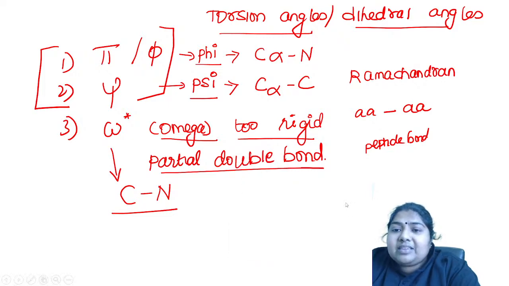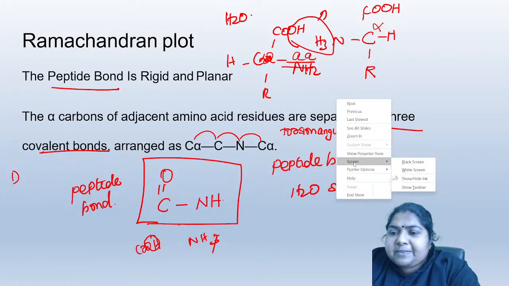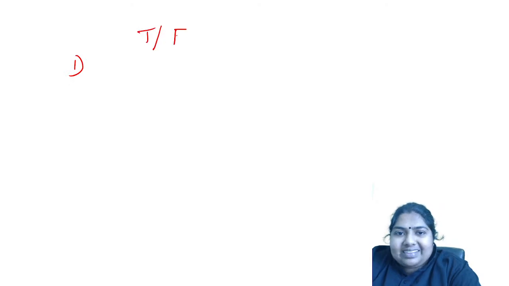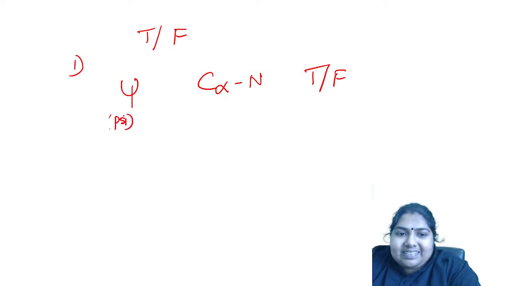I am going to randomly ask you questions, you are going to tell me. Yes? Everybody is ready for it? Randomly I will ask you questions. Okay, say true or false. Okay, right. So, psi bond, it is formed between C alpha and N. True or false? Make it fast, put it in your comment box. C alpha and N, it is called as the psi bond. True or false?